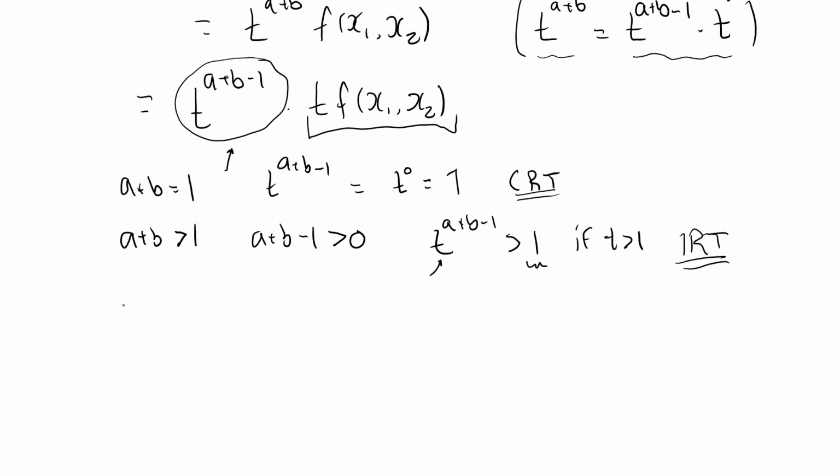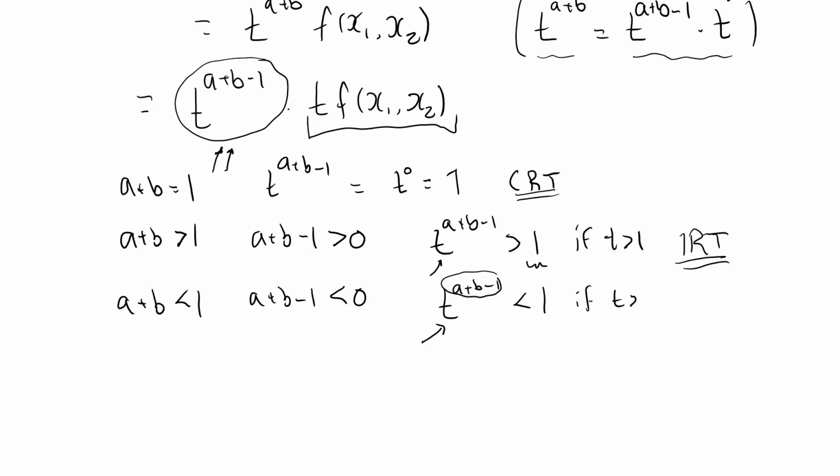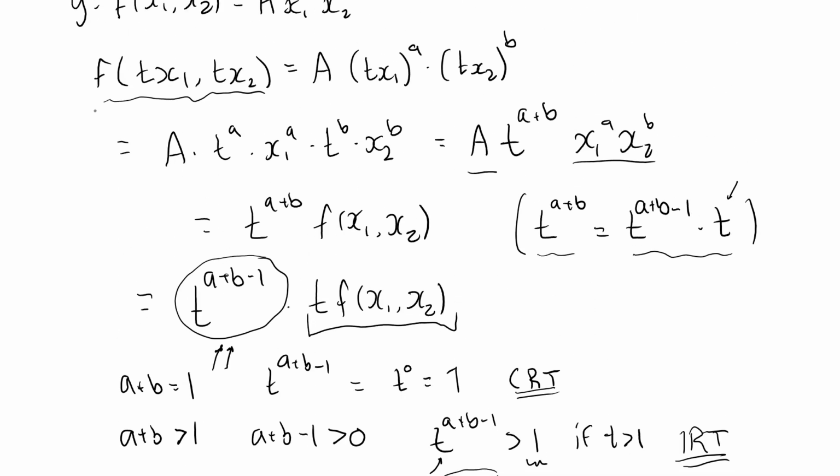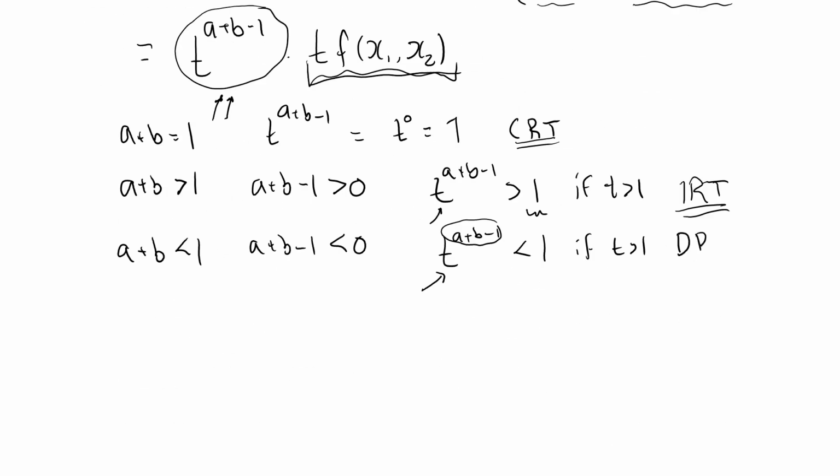The last case is very similar. If a plus b is less than 1, then a plus b minus 1 is less than 0. This factor here must then be less than 1 if t is greater than 1. T raised to a plus b minus 1 must be less than 1. In a power, if the base is greater than 1 and the exponent is negative, then the power must come out to be a number which is strictly less than 1. So if t is greater than 1, that means the new level of production is less than t times the old level of production. So that is what we mean by decreasing return to scale.